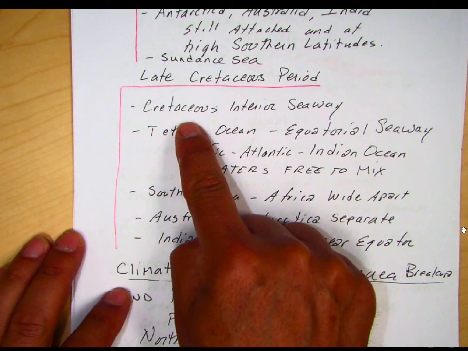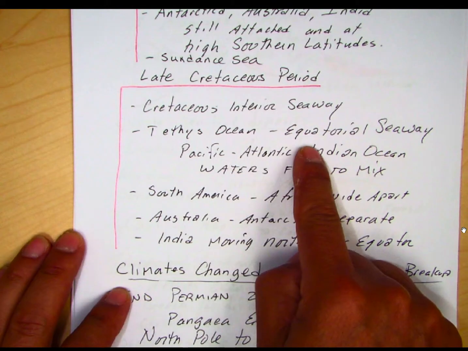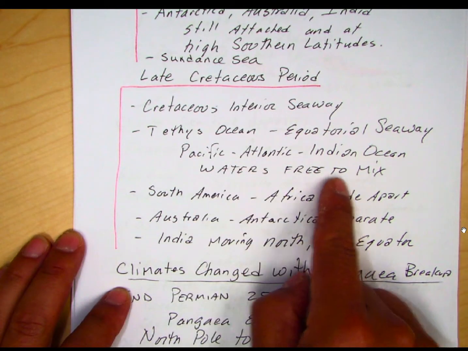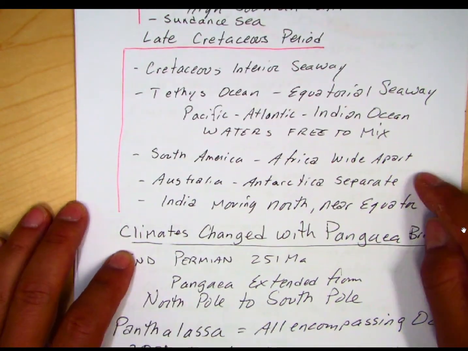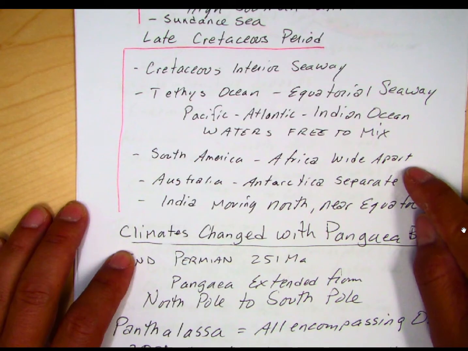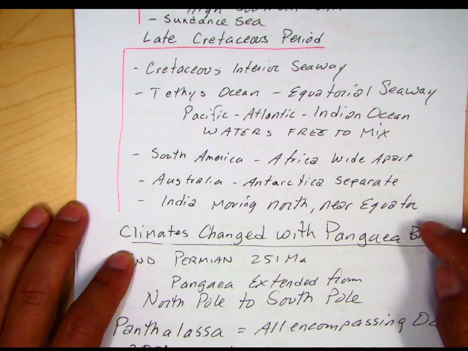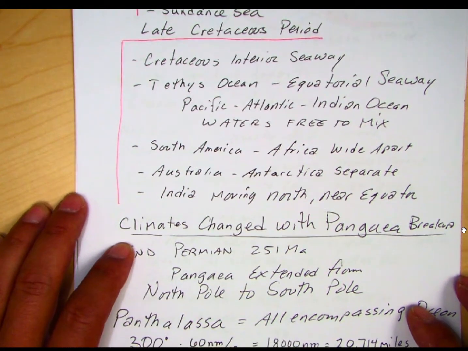We see the Cretaceous Interior Seaway. The Tethys Ocean now is an equatorial seaway, and we see waters from the Pacific, Atlantic, Indian Ocean, and they're all mixing, with equatorial waters free to mix. Africa and South America are wide apart. Finally, Australia and Antarctica separate, and India begins to move north, and it's near the equator. Eventually, at around 50 million years ago, during this Eocene time, it's going to collide with Asia to form the Himalaya range.